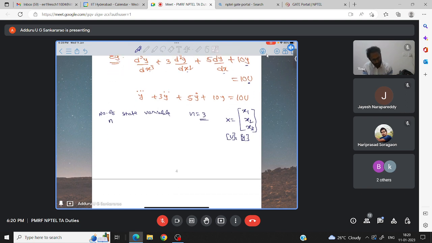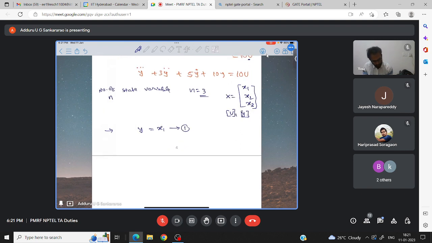Now let us see how to solve this. First assume y equal to x1. From here we'll start. y equal to x1. Now y dot equal to x1 dot. If you differentiate y, what you get is x1 dot. That means I'm differentiating both sides with respect to x, dy by dx equals dx1 by dx, and I'm representing that in the form of a dot. Now this y dot or x1 dot you say as x2, the next state variable.